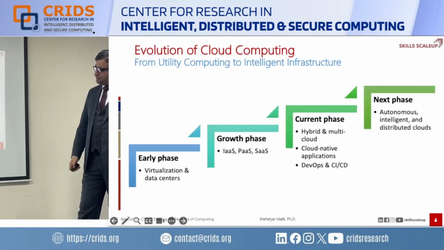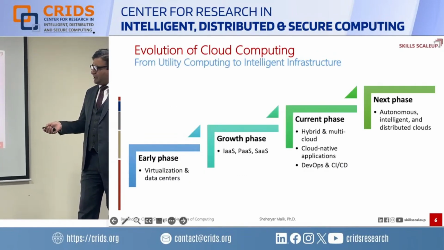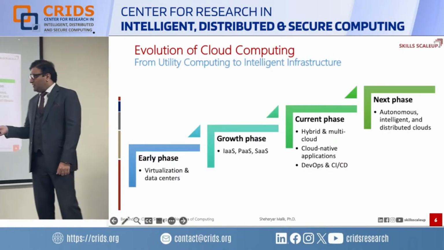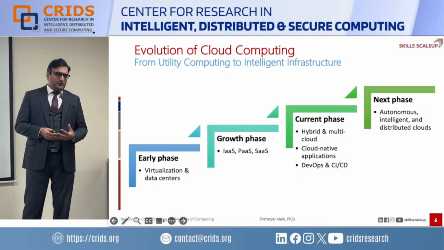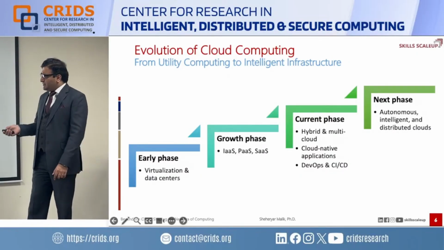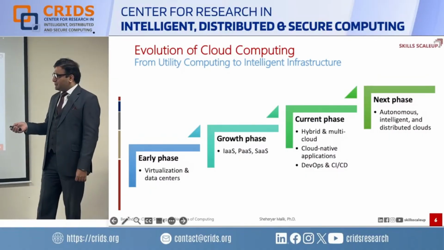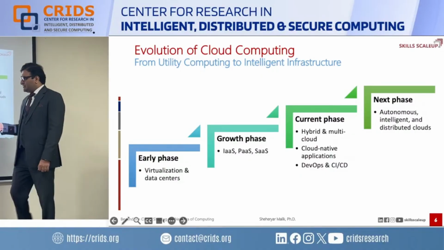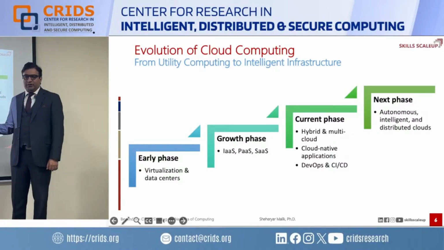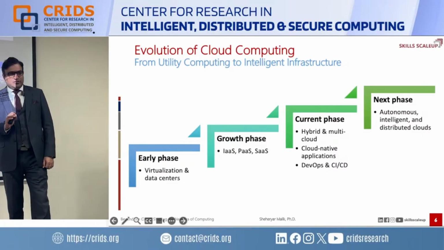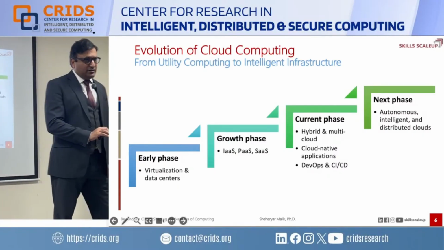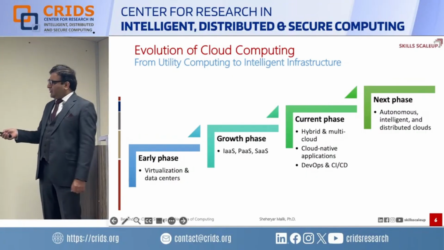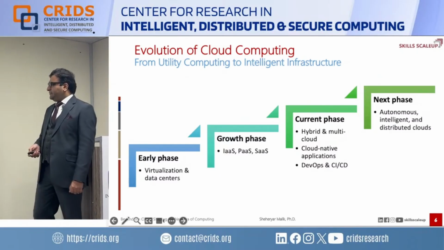So this is how cloud computing evolved. In the early phases, there was virtualization in the data centers. We got things virtualized, and we started building the data center. Then we started renting these data center resources as infrastructure as a service, platform as a service, and software as a service. This is the growth phase, where the cloud computing terminology actually got established. It's around the mid to late 2000s that this growth took place.